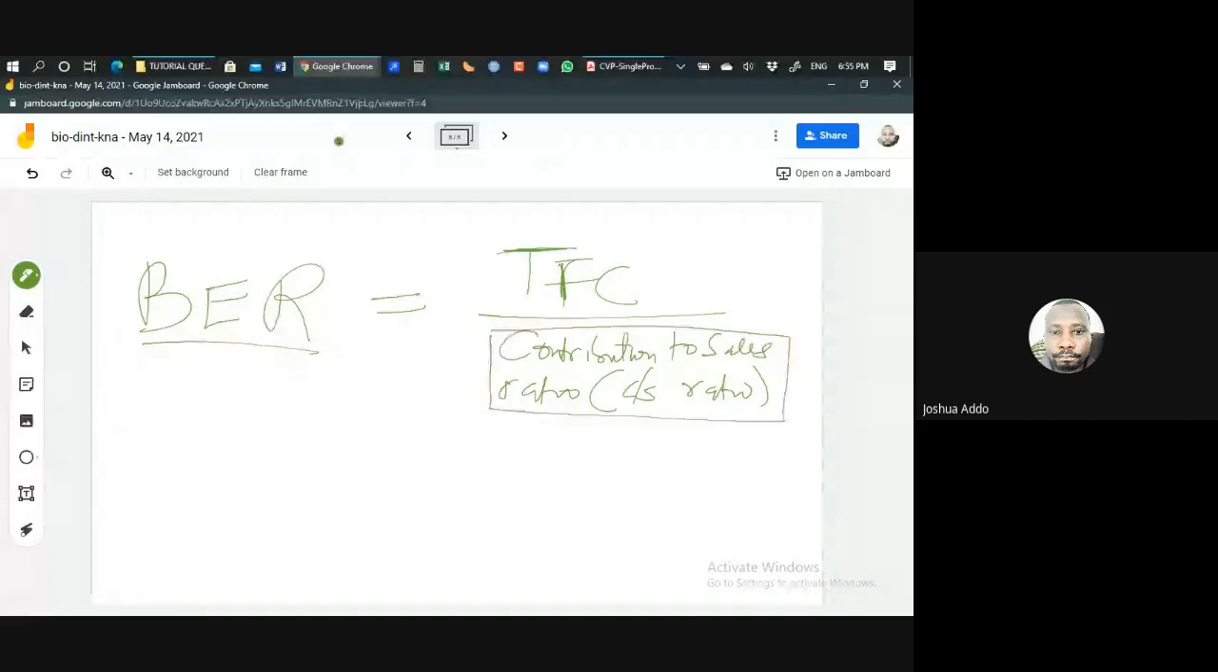So now we need to understand what contribution to sales ratio means. But before I forget, contribution to sales ratio is also termed contribution margin ratio. This is an American expression for the same thing that we have said. Contribution to sales ratio is the same as contribution margin ratio. Are you okay? Yes, please. Hello, are you okay? Yes, I'm okay. You said the contribution to sales ratio is also known as contribution margin ratio. Well noted. Yes. Good.